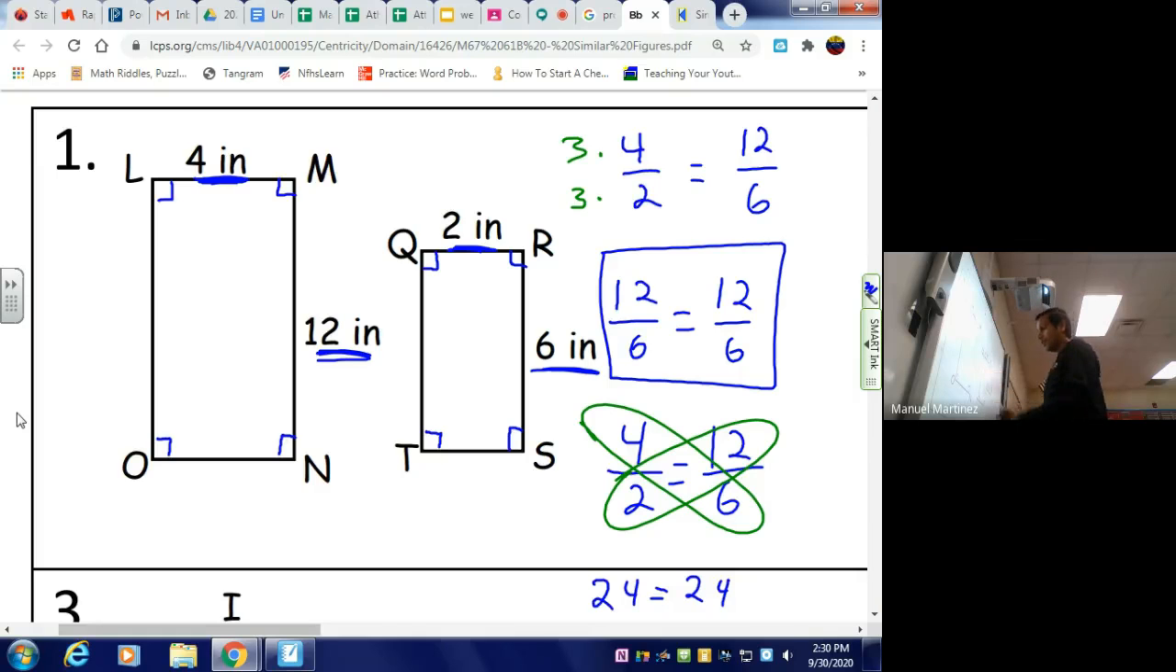So because the angles are the same and the side lengths are proportional, then we say that these figures are similar. Write this down. They are similar.